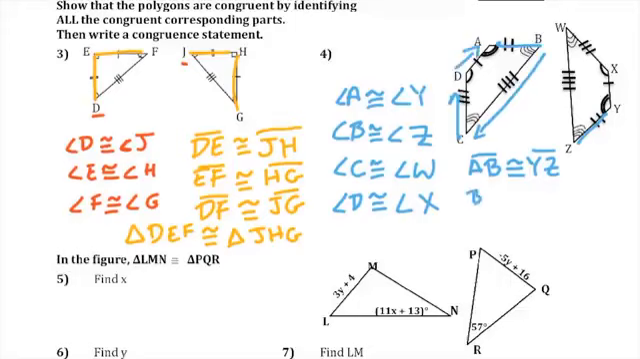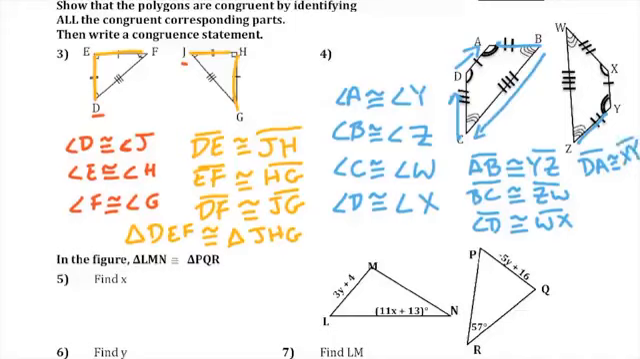So I have segment BC is congruent to segment ZW. And then we have segment CD is congruent to segment WX. And then our last one, segment DA, and you could do AD, that's fine, is congruent to segment XY. Now, if I switch DA to AD, then I'd have to do YX instead of XY.